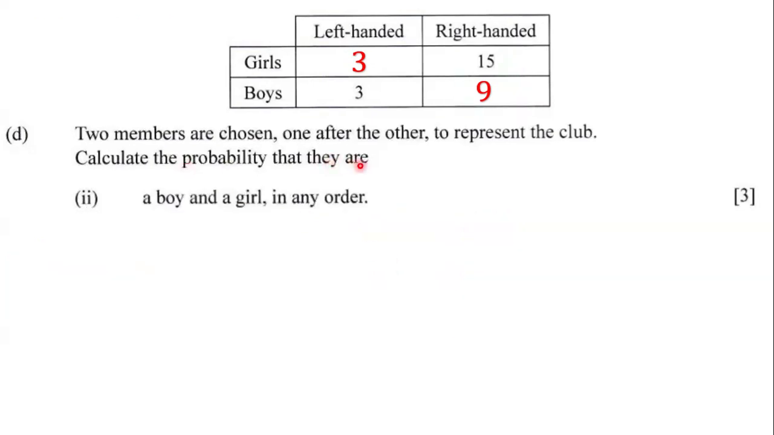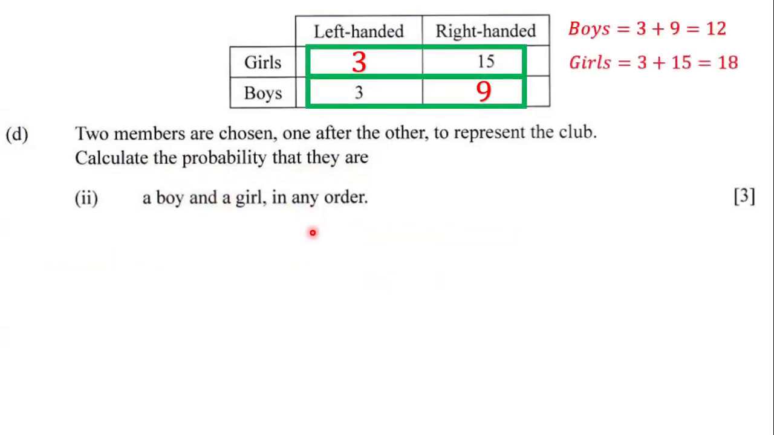Calculate the probability that they are a boy and a girl in any order. A boy and a girl in any order. So for the boys, we have 3 plus 9. The total number of boys is going to be 12. And the total number of girls is 3 plus 15, which is 18. So we want the probability that they are a boy and a girl in any order. So we're going to do the probability of a boy first and then a girl. Then we're going to do girl first and then a boy.